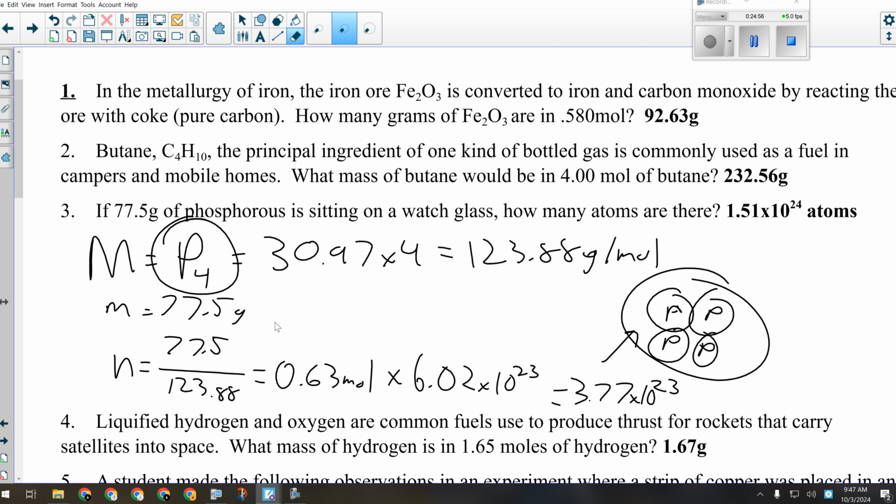So if I asked you which has more atoms, a mole of oxygen or a mole of phosphorus, the answer is a mole of phosphorus has more atoms. Because a mole of phosphorus is a bunch of P4s, whereas a mole of oxygen is a bunch of O2s.